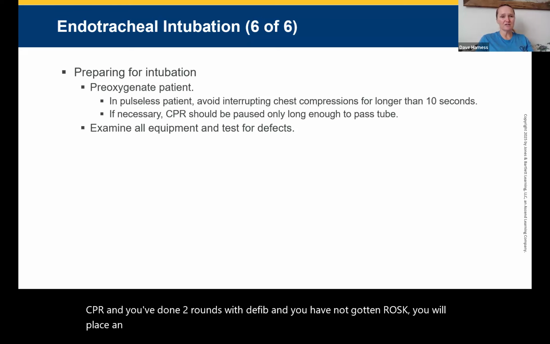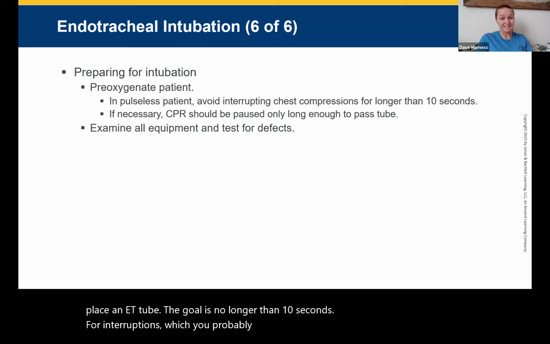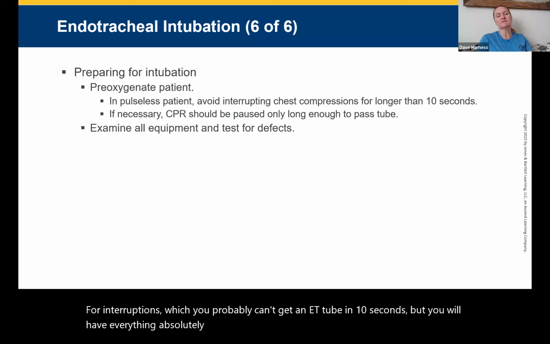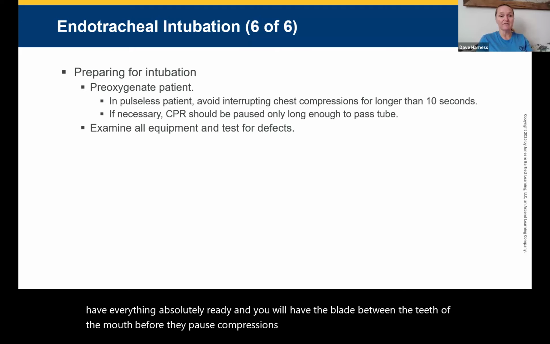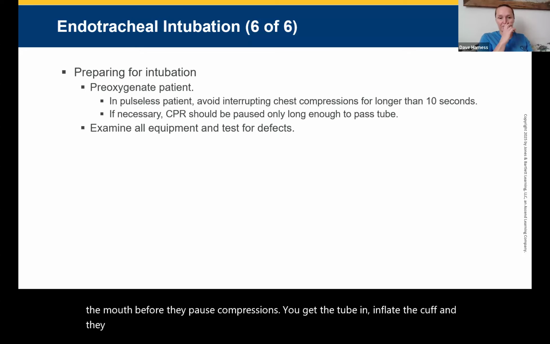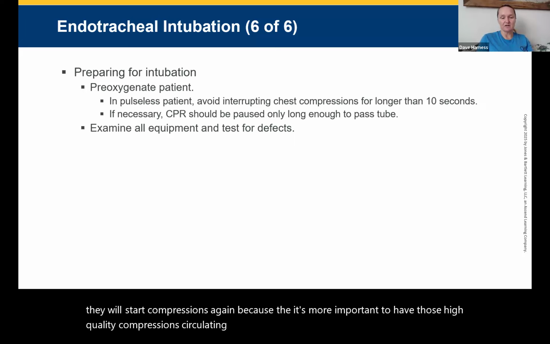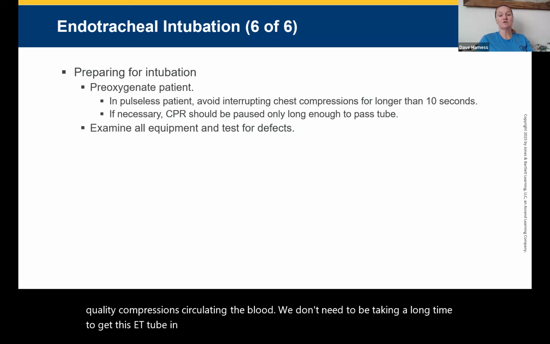The goal is no longer than 10 seconds for interruptions, which you probably can't get an ET tube in 10 seconds, but you will have everything absolutely ready and you will have the blade between the teeth of the mouth before they pause compressions. You get the tube in, inflate the cuff, and they will start compressions again because it's more important to have those high quality compressions circulating the blood. We don't need to be taking a long time to get this ET tube in. Otherwise, we've now resuscitated someone who has a hypoxic brain injury, and we have not done them any favors.